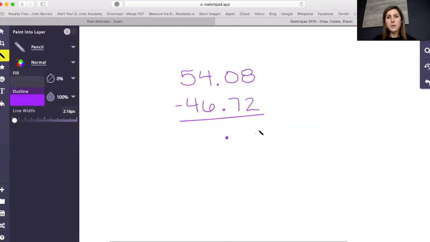8 take away 2 is 6. I can't subtract 7 from 0, so I'll need to borrow. I'm going to cross out this 4, take away 1, so that means it's a 3 now. And then I'm going to turn that 1 into 10 hundredths. I'll add the 10 hundredths to the number I already have, which in this case is 0. So that leaves me with 10.